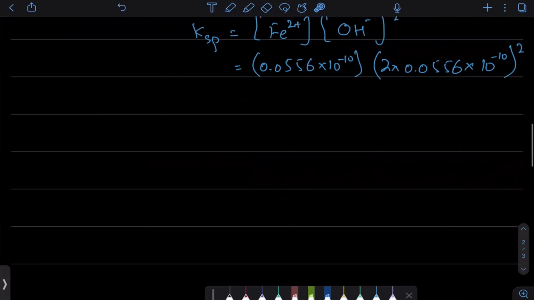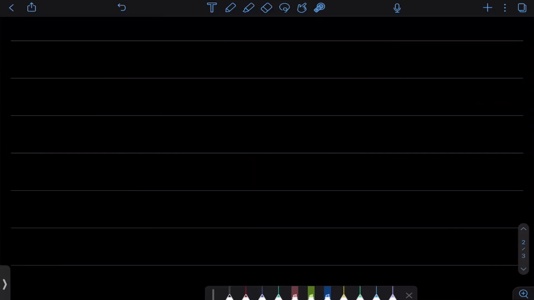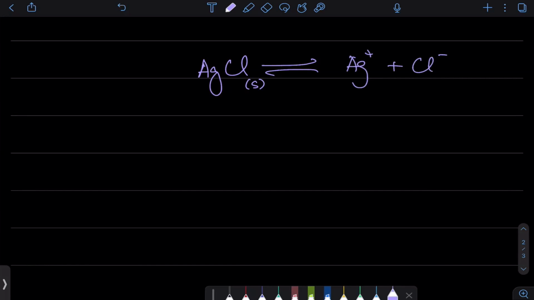What if I don't have the solubility and I want to figure that out? Again, really simple. Let's take silver chloride, for example. Silver chloride will make this. This is solid. These are aqueous ions. Now let's say I know that KSP of silver chloride is going to be 1.8 times 10 to the minus 10 mole squared dm minus 6, because you have two ions की concentration multiply हो जाएगी.